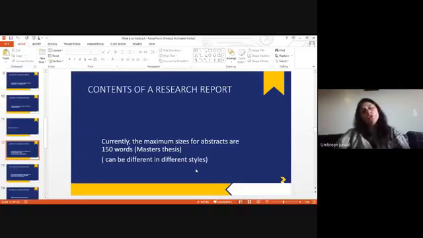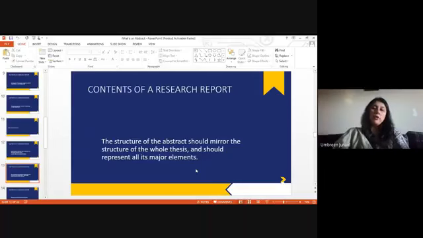Maybe your institute, if it calls for an abstract, allows you an abstract of 200 words. You may write it in 200 words, but usually, as you are a student of social sciences or humanities, you come under the APA style. So the APA style calls for 150 words for the writing of an abstract. The structure of the abstract should mirror the structure of the whole thesis and should represent all its major elements.